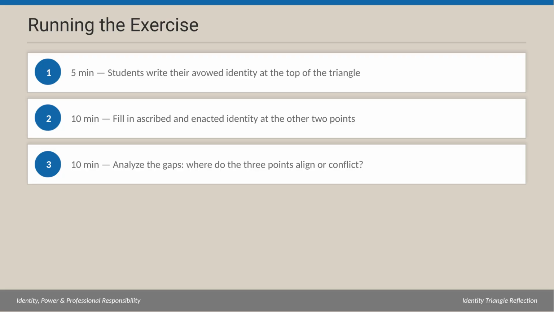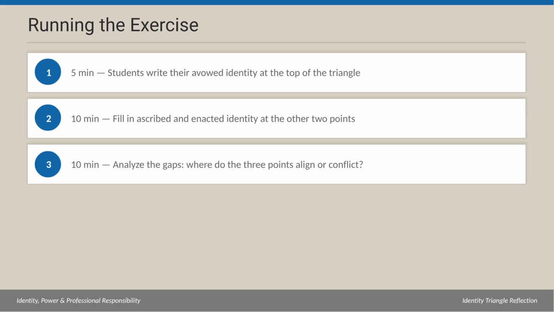Here is how it works in class. Step 1. Give students 5 minutes to list their avowed identities at the top of the triangle. Encourage honesty because this is private reflection. Step 2. Give them 10 minutes to fill in the other 2 points. For ascribed identity, ask them to think about moments when others labeled them differently than they see themselves. For enacted identity, ask, how do you signal your identity to others, and what choices do you make about language, dress, or behavior?